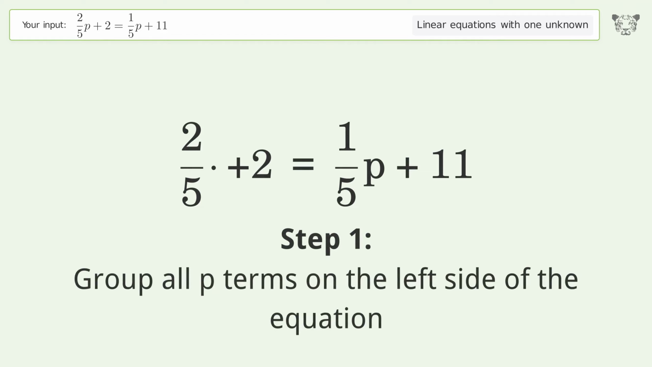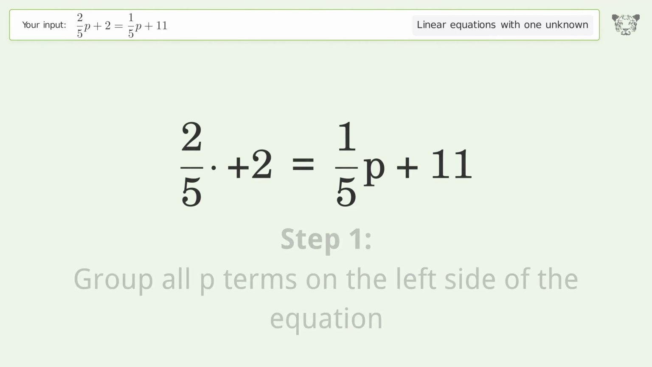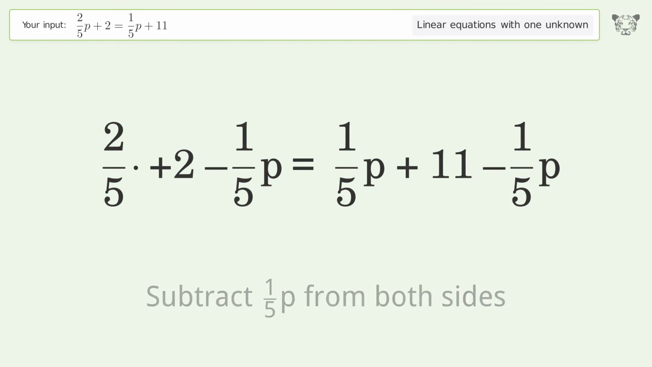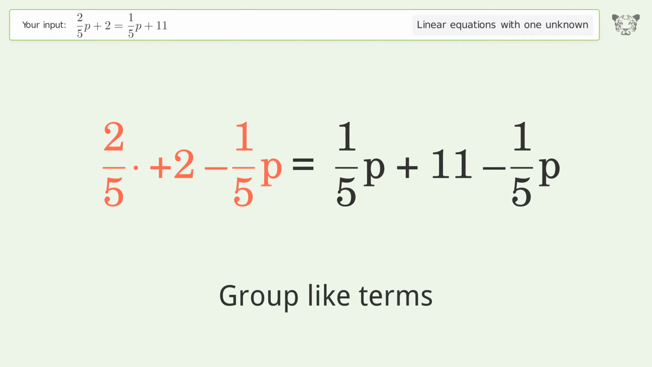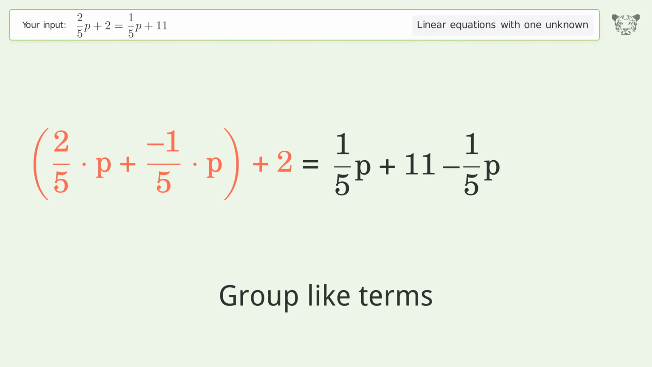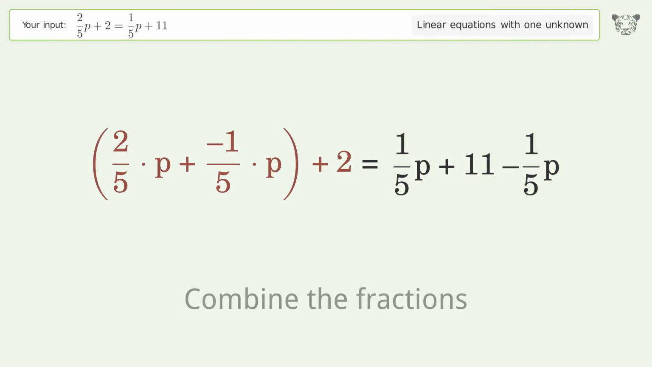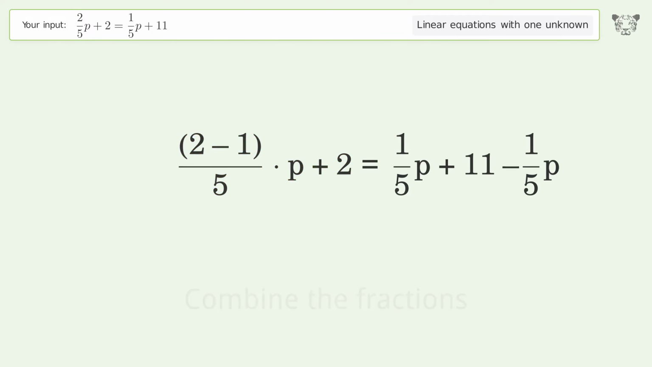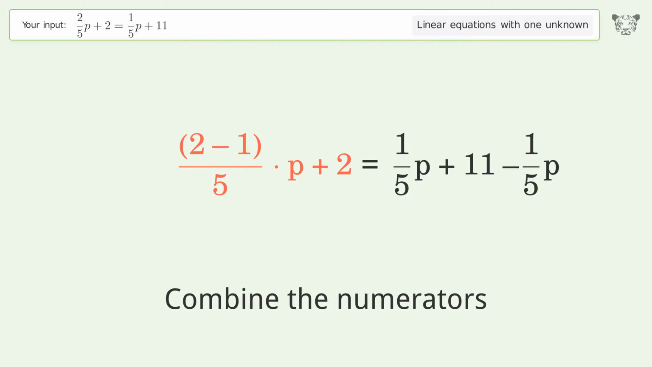Group all p terms on the left side of the equation. Subtract 1 over 5p from both sides. Group like terms. Combine the fractions. Combine the numerators.